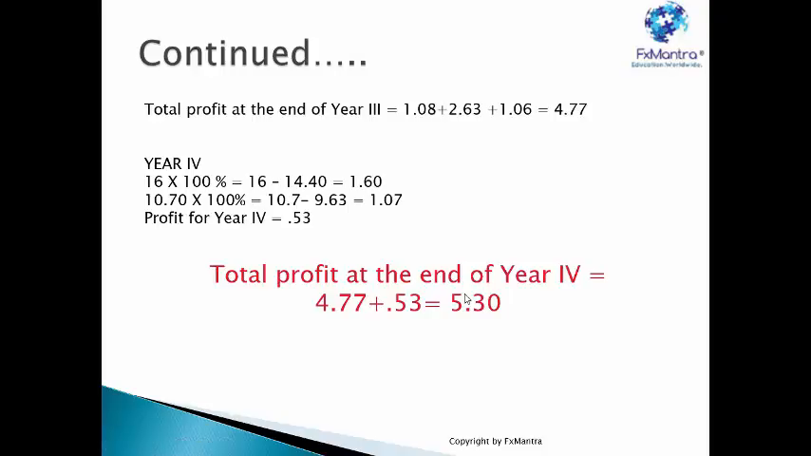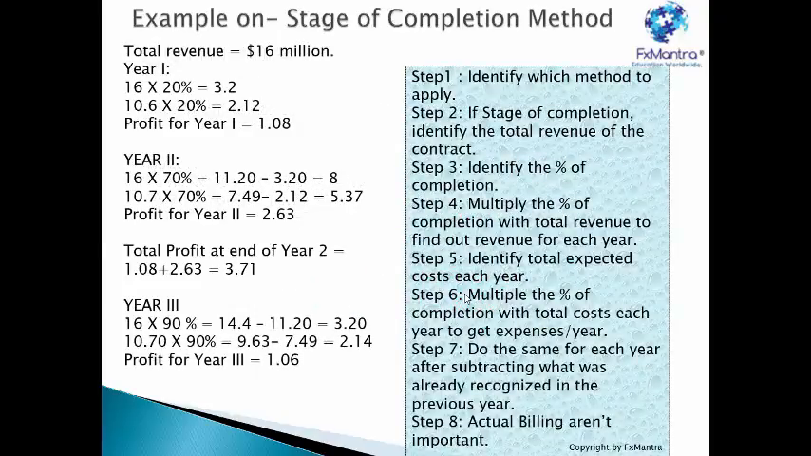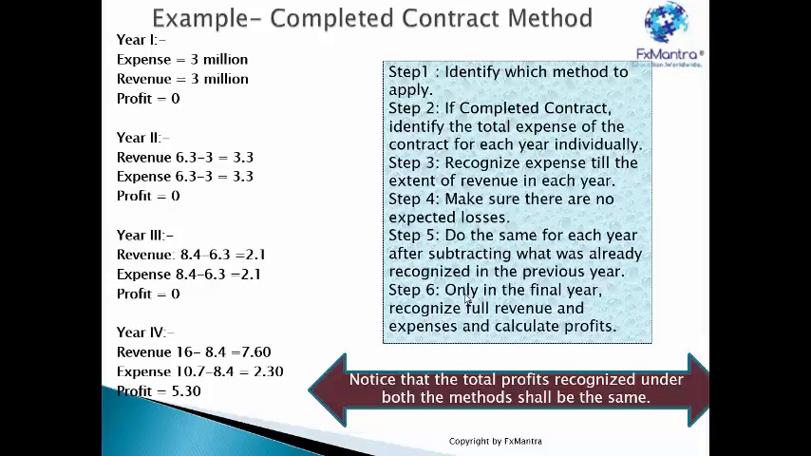So this was how we calculate the numerical accounting for the stage of completion method. These steps would help you to understand how to do the accounting. Now we move down to the completed contract method. In completed contract method, the logic is a bit different.